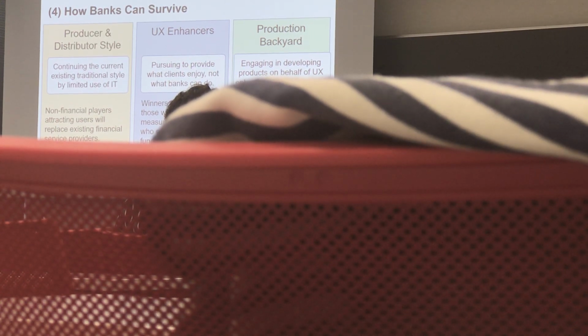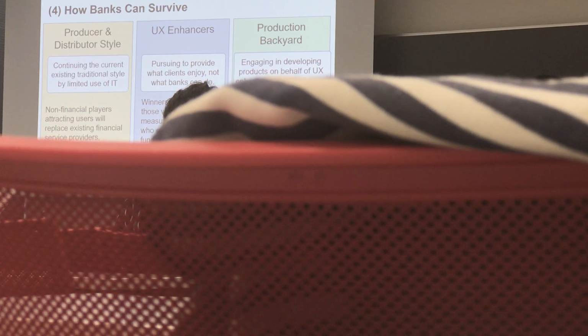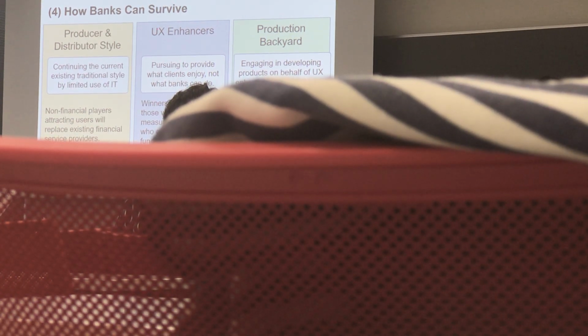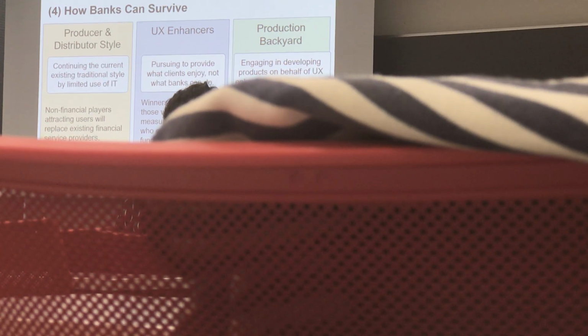In the future, from the example of M Bank, banks have to choose how they should change into their other structure. One is the traditional style, producer and distributor style. But if they happen to choose this one, probably they may face difficulty of going concern. And user experience enhancer is quite the area the new competitors are good at. So this is not a good idea either. And the production backyard may be one of the limited number of viable ways traditional banks may choose. They may concentrate their business on just the production of the financial product, and then they may rely upon the other non-bank competitors for the distribution.